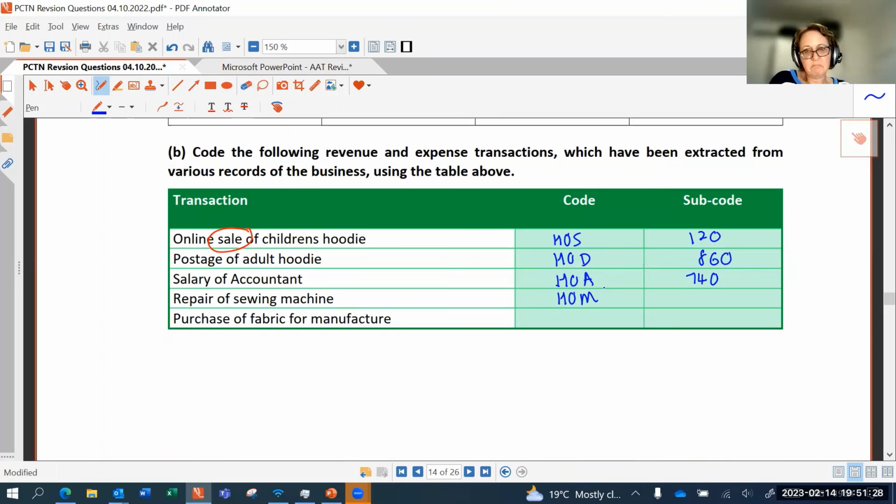Could I allocate the cost of that repair to an individual hoodie? Nope. It doesn't relate to an individual hoodie. It just relates to production in general. So it's indirect.